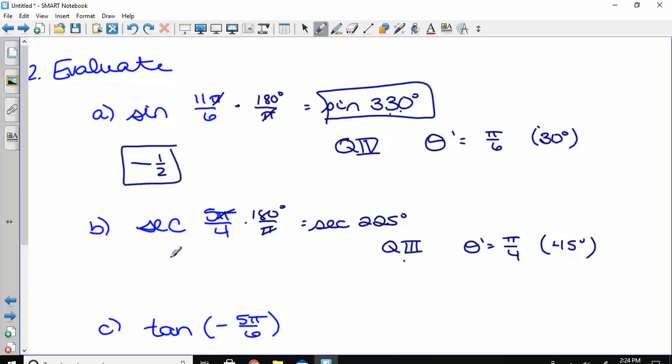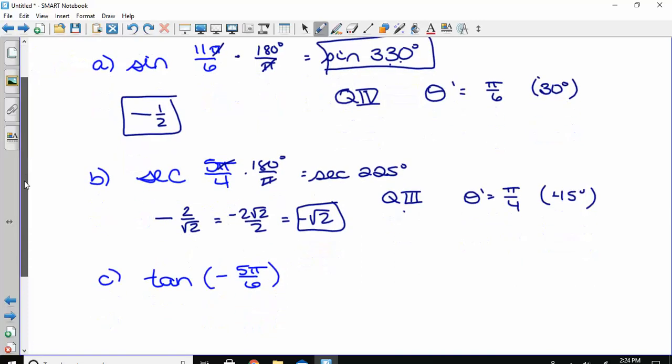Now we need to evaluate. Is secant positive or negative in quadrant 3? Negative. Secant of 45. So secant's a reciprocal of cosine. So the cosine of 45 degrees is radical 2 over 2. So secant would flip that. And you get negative radical 2. So these are like old questions. I'm just changing the initial way it's asked.